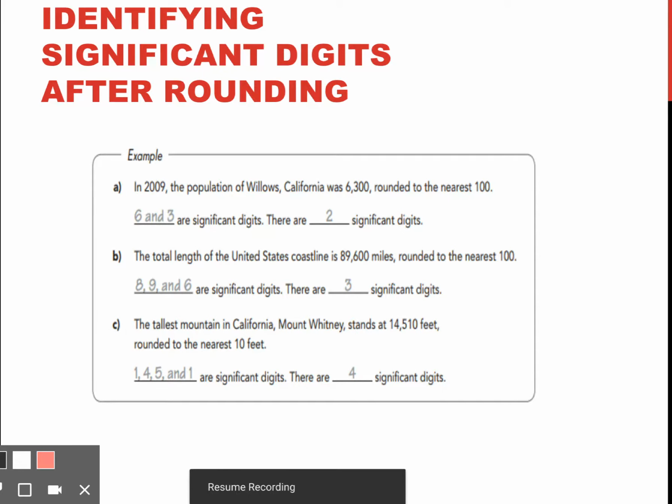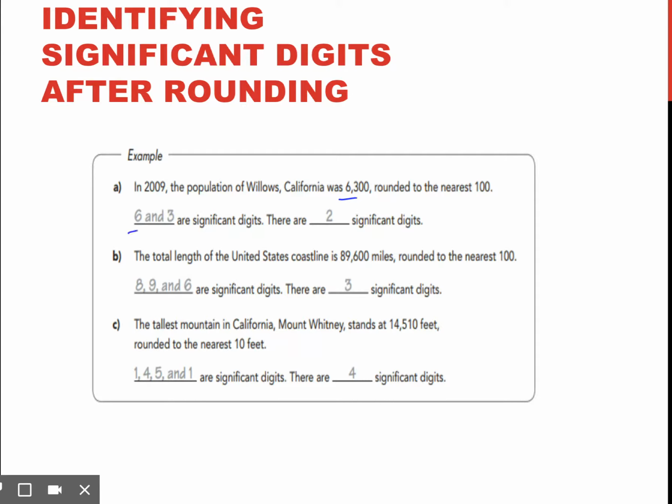In these next examples, we're going to talk about significant digits after a number's been rounded. In A, it talks about the population of a city. It was rounded to 6,300 because it was rounded to the nearest 100. So we know 6 and 3 are significant, and we have 2 significant digits. Because it was rounded, those 2 zeros do not matter. In B, the total length of the United States coastline, again, was rounded to the nearest 100. So here we have listed all of the non-zero digits, and those zeros afterwards are not considered significant because it was rounded to the hundreds place. So that's why there's only 3.